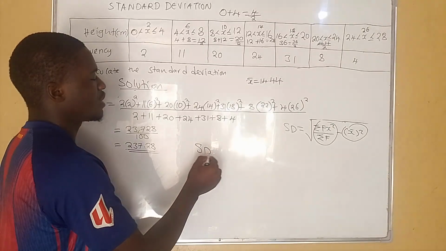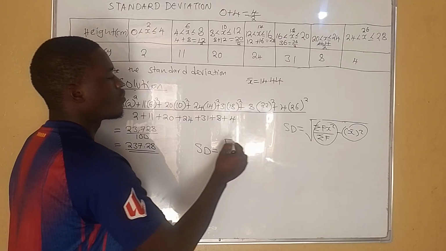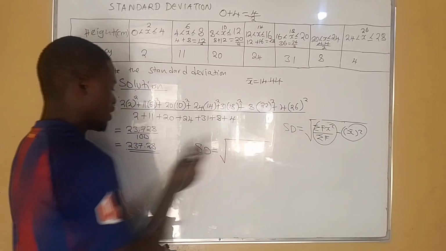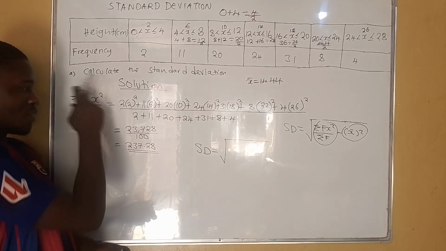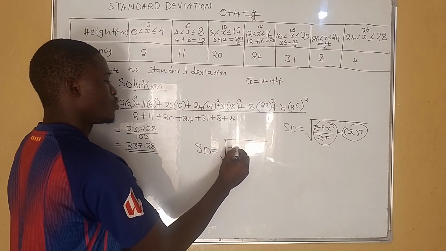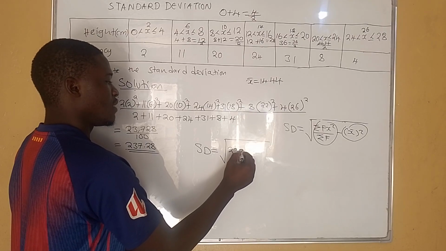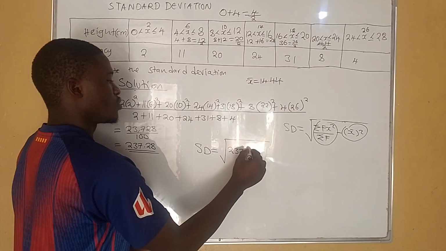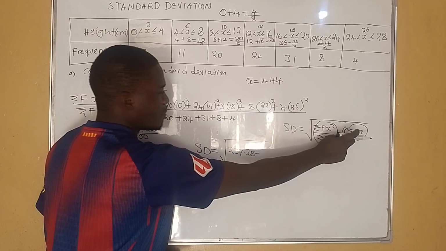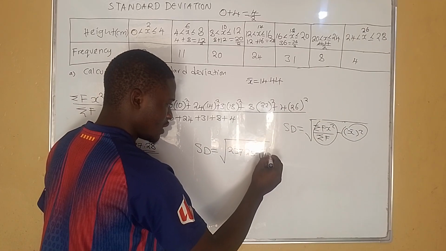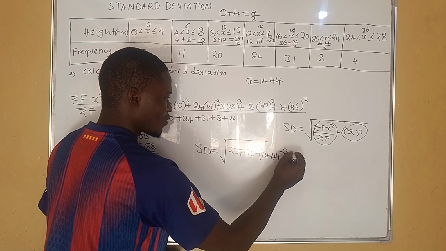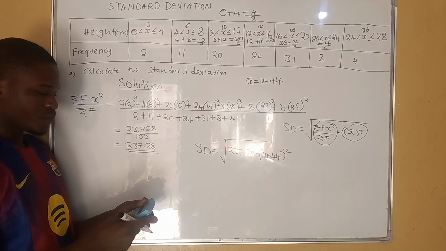So standard deviation is equal to the root of, what is this? The sum of fx squared over the sum of f. This is the number that we have, remember, that's what we were finding. So we have 237.28 minus. What is the mean? The mean is 14.44 squared, like that. Okay?